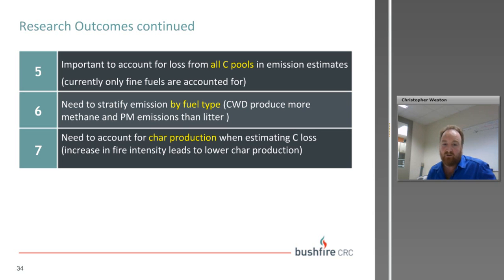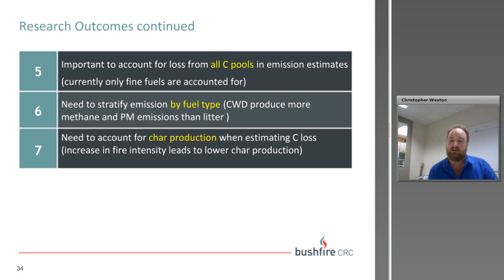And in ongoing efforts to improve Australia's emissions estimates from burning in forests, we now know that it's important to stratify the emissions by fuel type. And we've got a strong basis now to separate forest fuels into fine and coarse components to do this and to ascribe emissions factors to each of those to more accurately reflect the true emissions resulting.